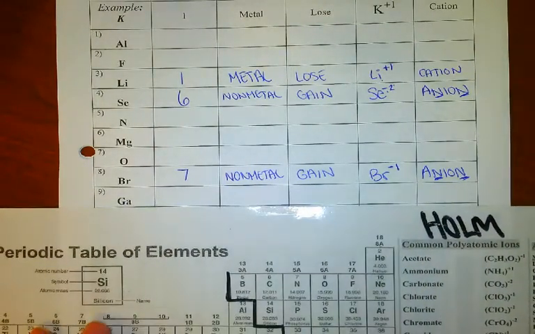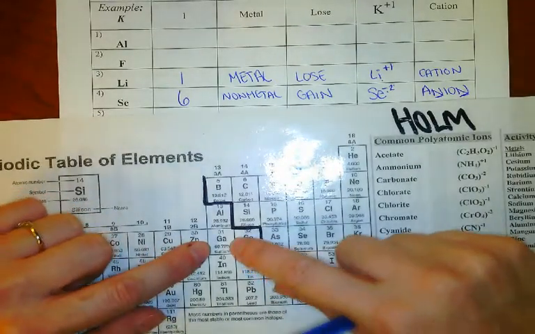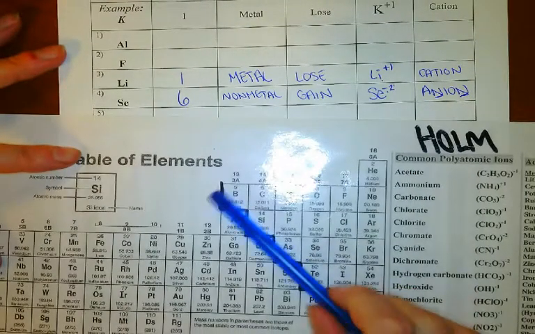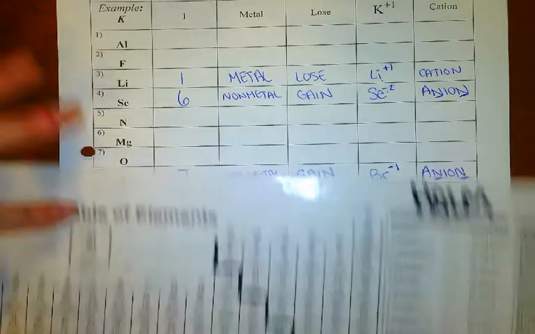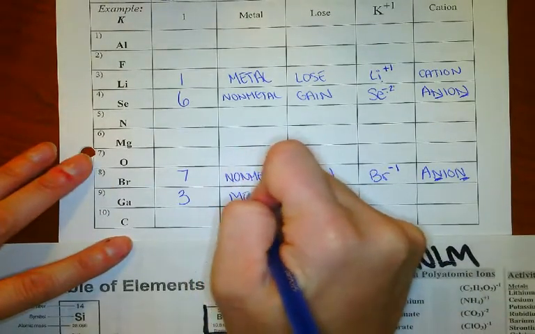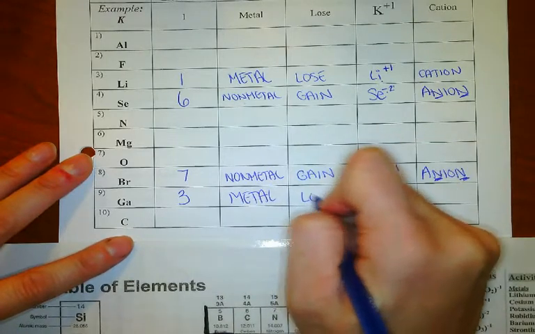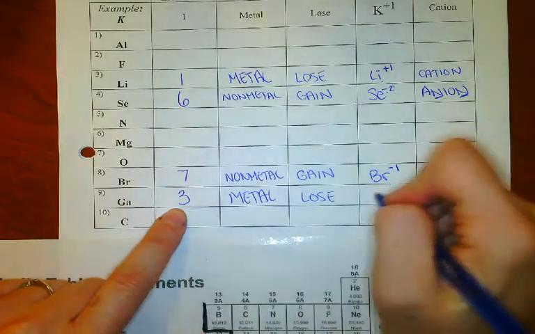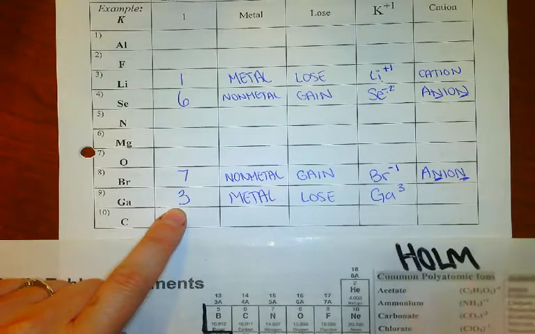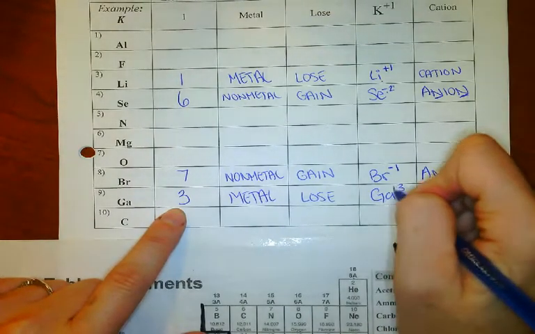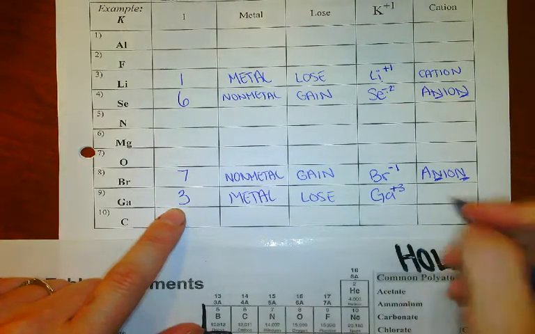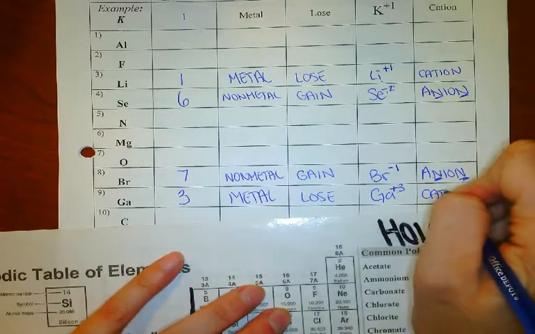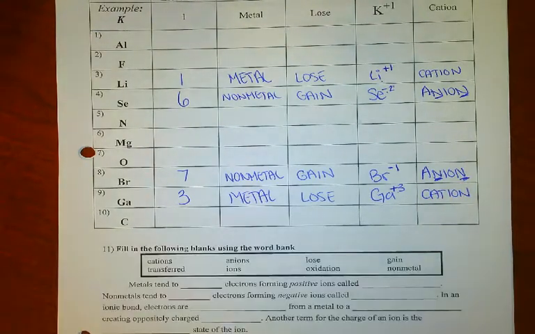Okay, last one I want to do with y'all, gallium. Gallium is right here. It's in group 13 or 3A, which means it has 3 valence electrons. Gallium being over here on the left-hand side, left of that transition line, would be a metal. Metals are messy. They lose their electrons. So gallium is going to lose all 3 of those electrons. So it's less negative than it used to be, or more positive. And if you're positive, you are a cat, because cats have paws, so that makes it a cation. That's how you're going to fill in this table.